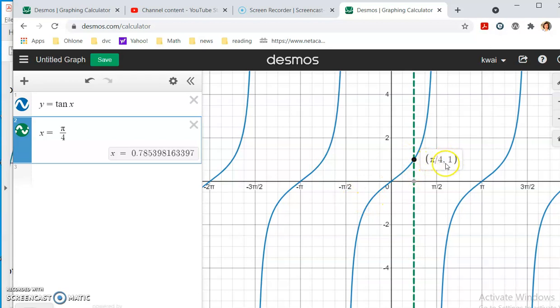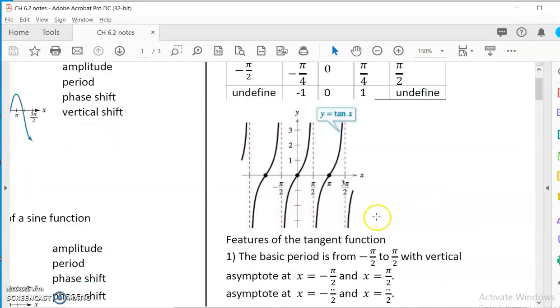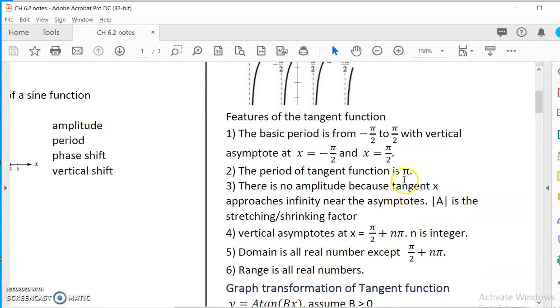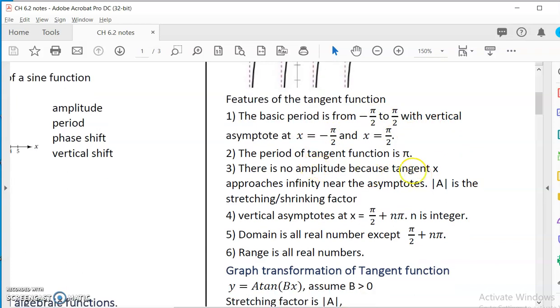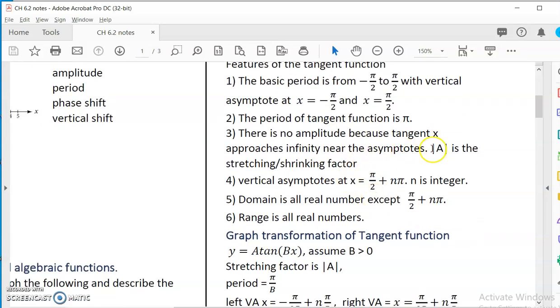So we can refer to this as a special quarter point value that would be affected by amplitude. Okay. So let's look at the basic tangent function. The basic period is from -π/2 to π/2 with vertical asymptotes at the two ends. The period is pi. There's no amplitude because tangent x approaches infinity near the asymptote. But we still record A as the stretching factor.